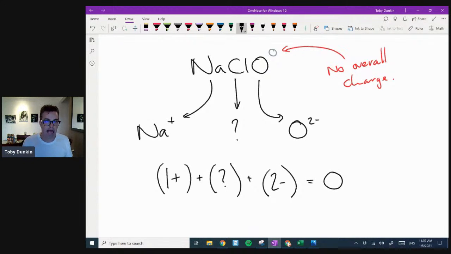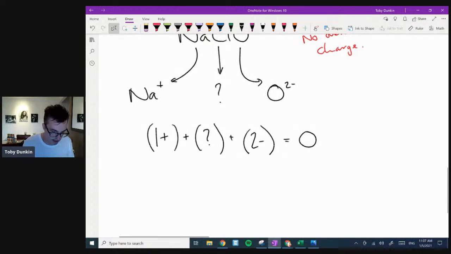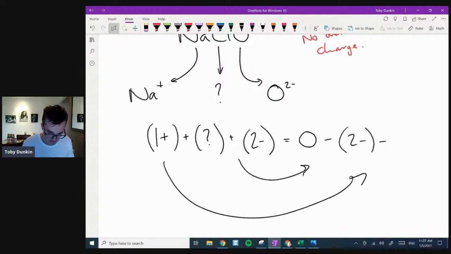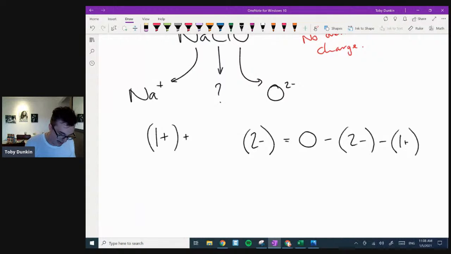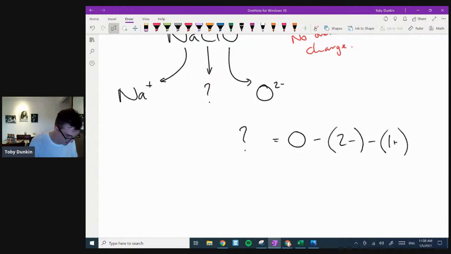So I'm doing basic algebra here, folks. I'm just going to reorganize this. Just swing this one over to this side. So that's going to be minus brackets 2-. I'm going to swing this over to there, which is minus brackets 1+. And that all now equals question mark. And I can then run that through my calculator exactly as it is. 0 minus brackets minus 2 close brackets minus brackets +1 close brackets. Oh, darn it. 0 minus brackets 2-. I don't know my calculator, let me do that.